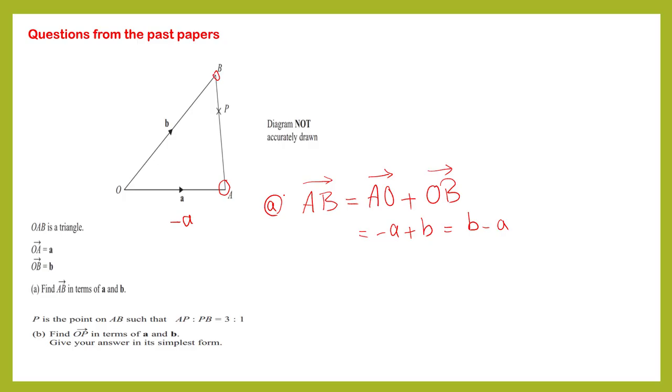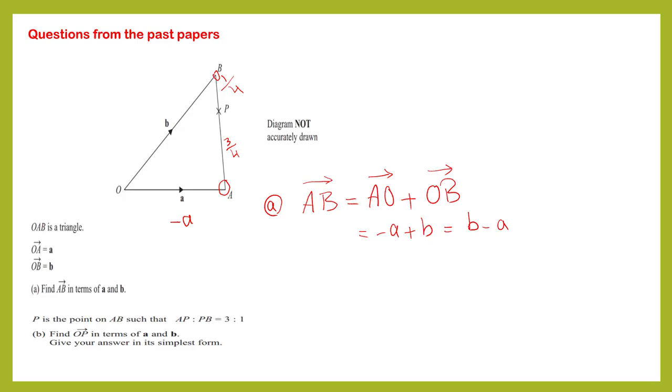Regarding part b, it says P is a point on AB such that the ratio between AP to PB is 3:1. So what's going to happen here? Whenever you have a ratio, you need to get the total of this ratio first. 3:1, so AP is going to be 3 out of 4, and PB is 1 out of 4. Why 4? Because this is the total of the ratio. So we have AP is 3/4 of AB, and PB is 1/4 of AB.